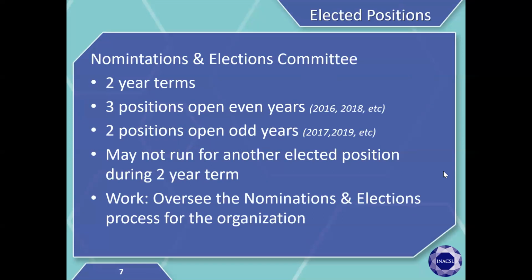A little bit about elected positions. First we'll go over the Nominations and Elections Committee. As you can see, these positions are filled by voting from the membership. So it's a 2-year commitment, and at any given time there's 5 members on the Nominations and Elections Committee. And while you're a member of the Nominations and Elections Committee, you are not permitted to run for another elected position during your particular term of office.